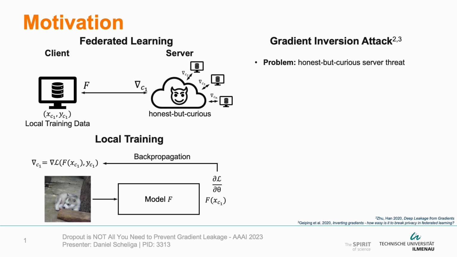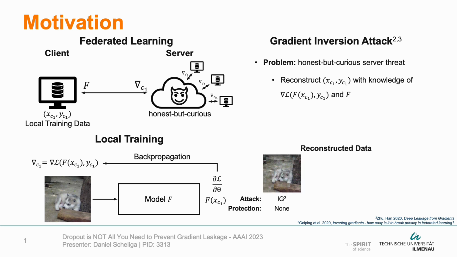Now, recent work on so-called gradient inversion attacks has shown that with the knowledge of the model state and the exchanged training gradient, such an attacker can fully reconstruct the local training data of the corresponding clients. This represents a serious threat for data privacy. Of course, there's also lots of research going into defense mechanisms that aim to prevent such attacks.